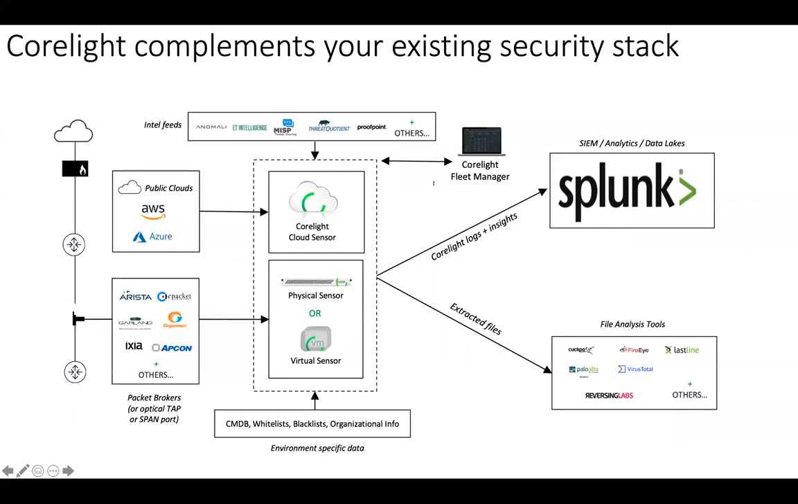And this here kind of indicates the various form factors that are available from Corelight. We've got Corelight cloud sensors that have the ability to run in AWS or Azure and monitor that traffic. We've got physical sensors that support anywhere from a couple of gigs all the way up to 25 to 30 gigs. And then there's also a virtual sensor and a software sensor.